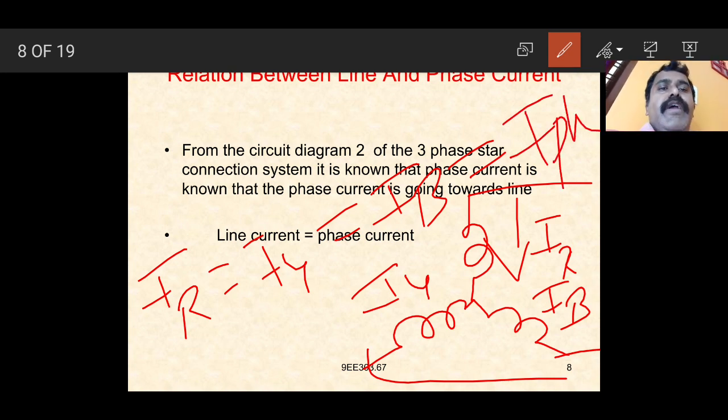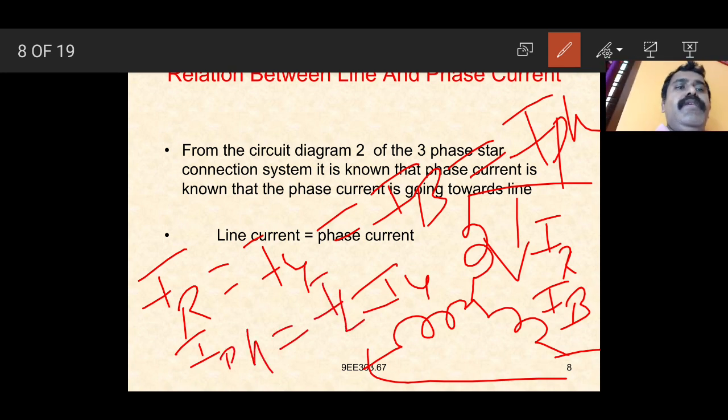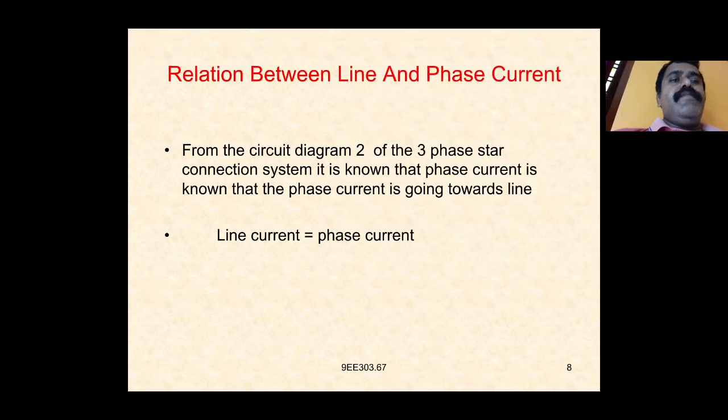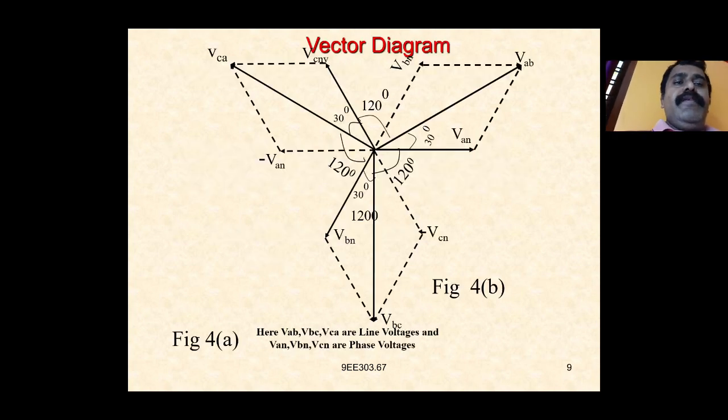So in the case of star connection, I phase is equal to IL. Phase current is equal to line current. So in the case of star connection, the current remains the same. It is the current I, IL is equal to I phase. Now a vector diagram is given.